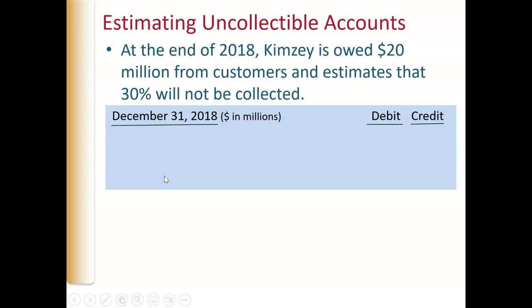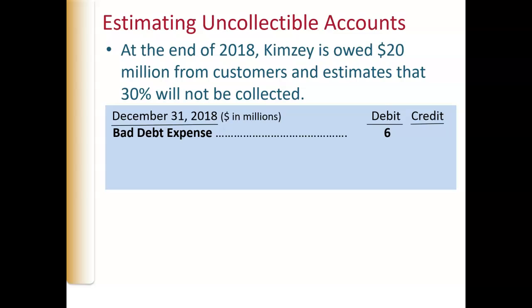So let's just say, based on their past experience, at the end of 2018, Kimsey is owed $20 million from customers. It estimates 30% of it's not going to be collected. So think about this, guys. We've got $20 million sitting as accounts receivable on the balance sheet. If 30% of that's not going to be collected, that's a lot of money, isn't it?